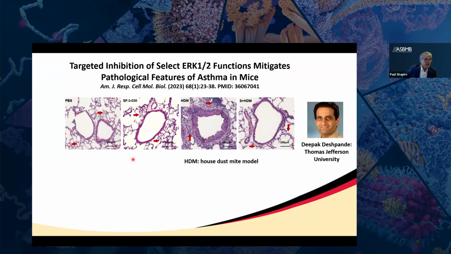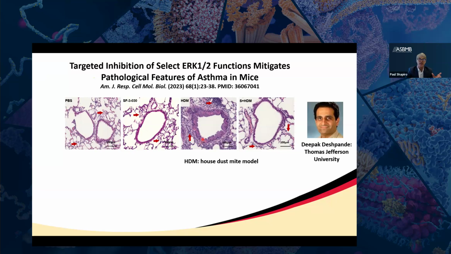The first project that I'm just going to really briefly talk about is with a colleague, Deepak Deshpande, at Thomas Jefferson University. And one of the goals that we wanted, one of the issues involved, is mitigating features of asthma. One of the main features of asthma is airway remodeling, hyperplasia of smooth muscle cells.